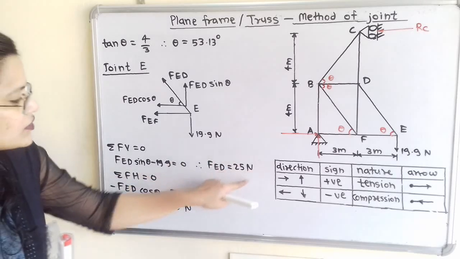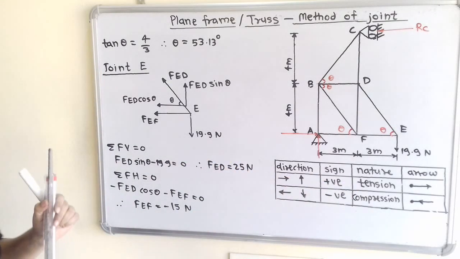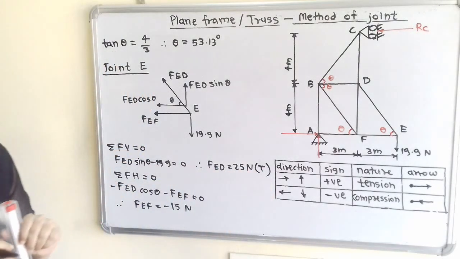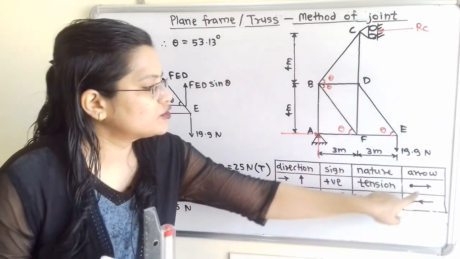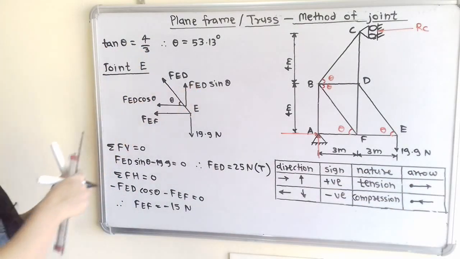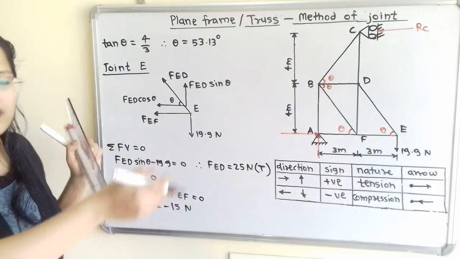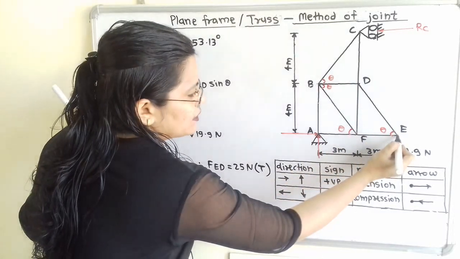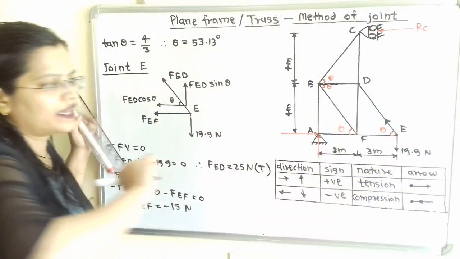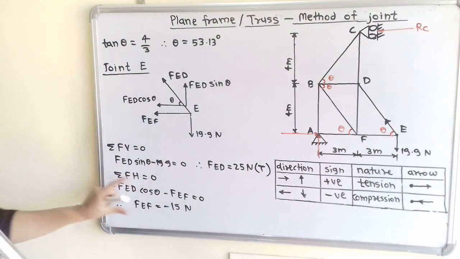So for this positive answer, nature is tension, and we have to mention in the answer, that is tension in the bracket. Now at the same time we will show the direction of arrow. Now here is FED. So we have to show direction of arrow in the outward direction from this joint E. So here is the joint E, and I will show arrow in the outward direction, and nature is tension. Now we will move to the next.